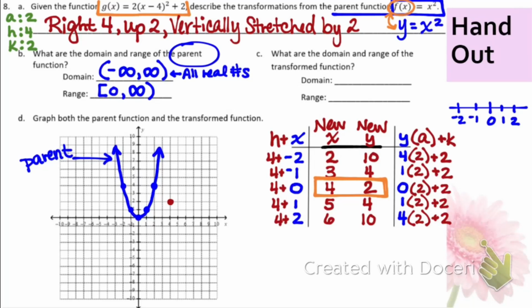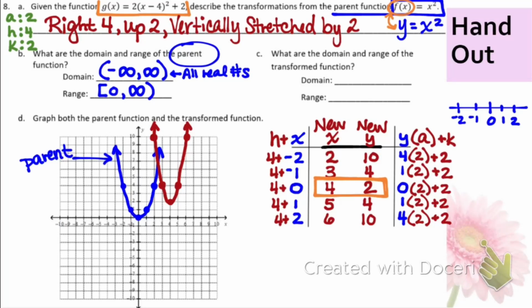4, 2, that's right here. What other points do I need to plot? 2, 10, that's right up here. What else? 3, 4, right here. What else do I need? 5, 4, there's one of my reflections. It's this guy right here. And then 6 and 10, that's a reflection of this point right here. Can I draw a U through those points? Yes, I can. Kind of squiggly, but it works.